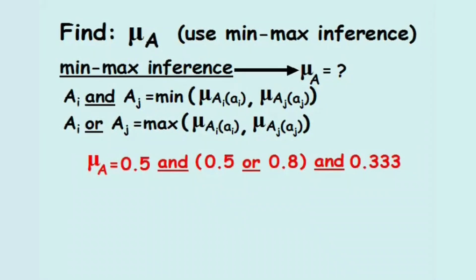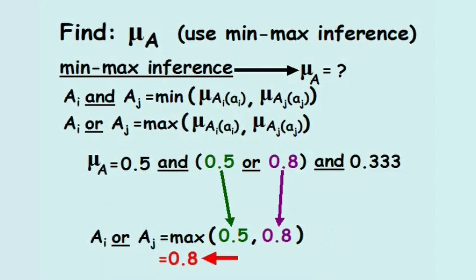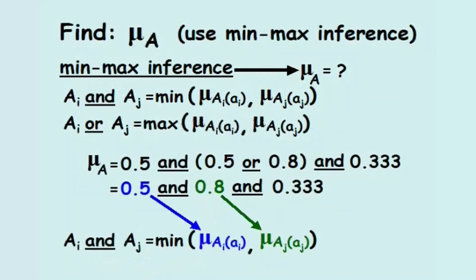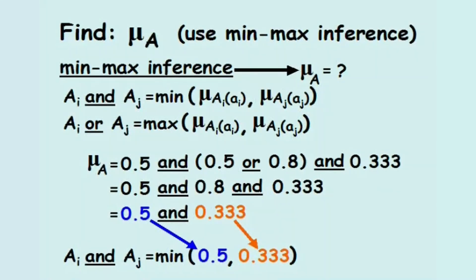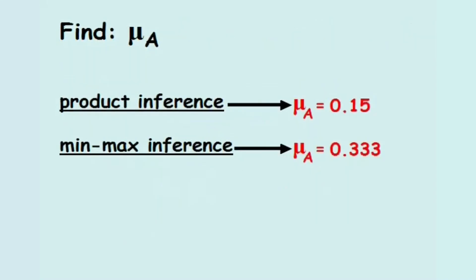Considering the same fuzzy rule-based premise as before, the OR clause inside the parentheses is first addressed. And the maximum value between 0.5 and 0.8 is 0.8. Next, the AND operator finds the minimum between 0.5 and 0.8, which is 0.5, and the minimum between 0.5 and 0.333, which is 0.333. When comparing the two degrees of fulfillment, we notice the difference made by the type of inference used when evaluating the degree of fulfillment of the fuzzy rule-based premise clause.